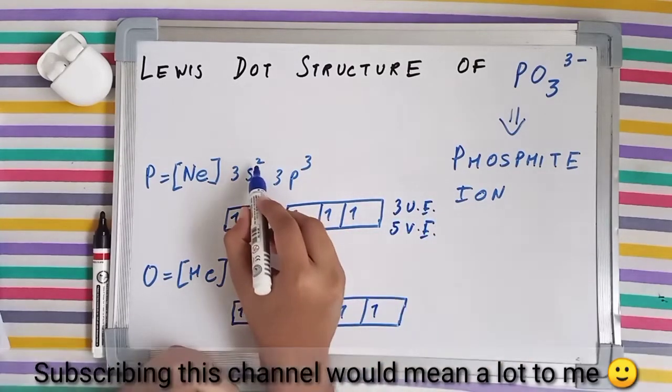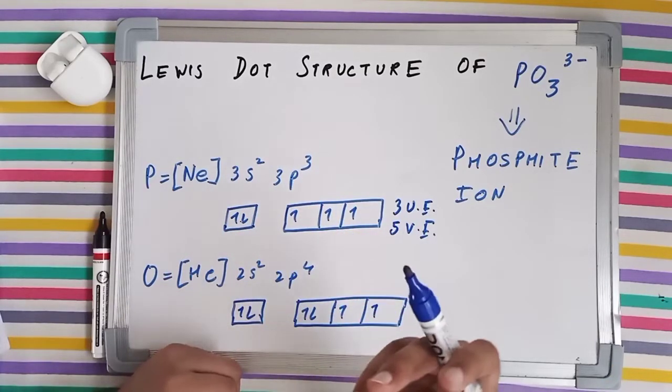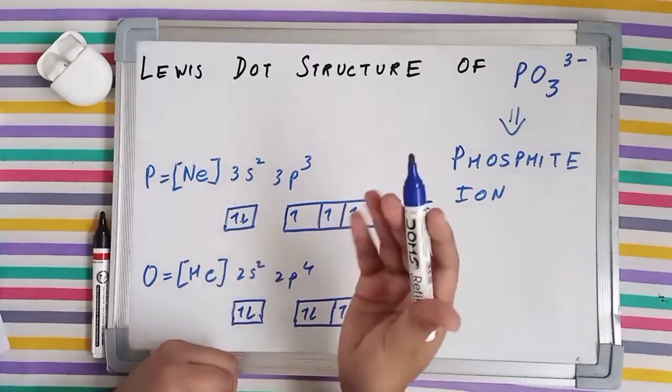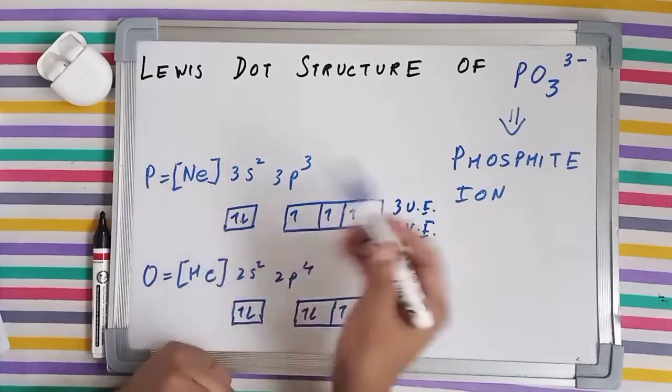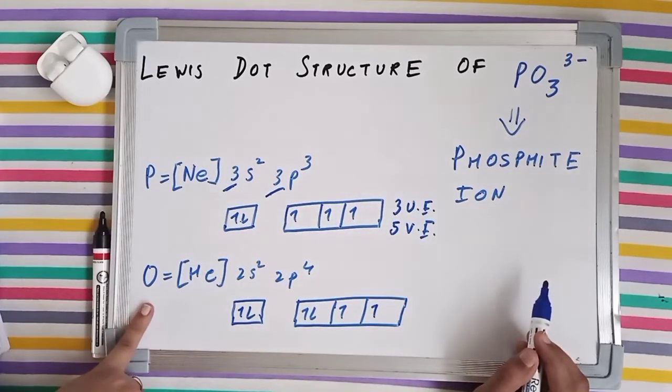The number of valence electrons is 5. It can be counted from here also, 2 plus 3, 5 valence electrons. Valence electrons are those electrons which are present in the valence shell. The valence shell is the outermost shell. The outermost shell for phosphorus is the third shell. Okay, now let's go to the oxygen.